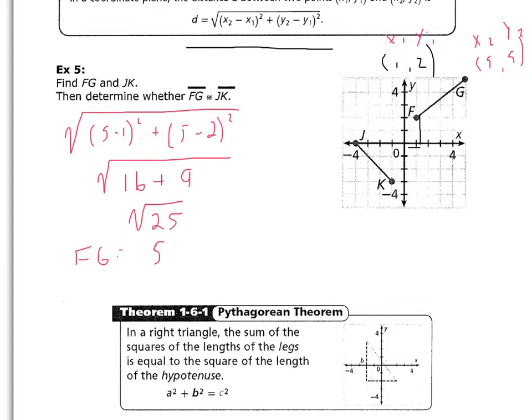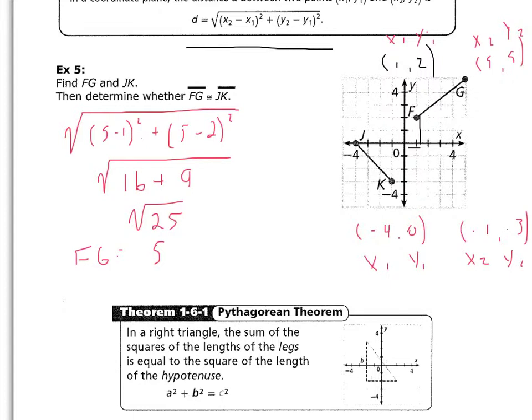Okay, so let's go ahead and take a look at JK. We're going to do the same thing. If you look at J, you have the ordered pair (-4, 0), and your K would be (-1, -3). We're simply going to plug that into our formula, knowing that this is x1, y1, and x2, y2.